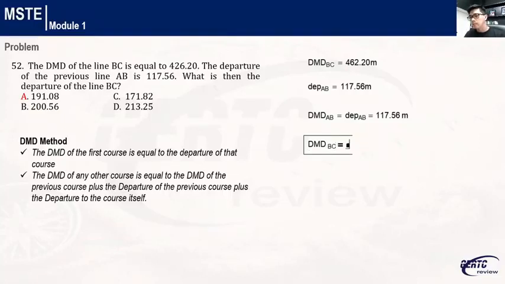Okay, so basically, we can say that the DMD of any other course, that is our DMD BC, is equivalent to the DMD of the previous course. So that is the DMD of AB, AB is the previous course, plus the departure of the previous course, departure of AB, plus the departure of the course itself. So that is departure of course BC. All right. So we have here DMD BC. We have departure of AB.